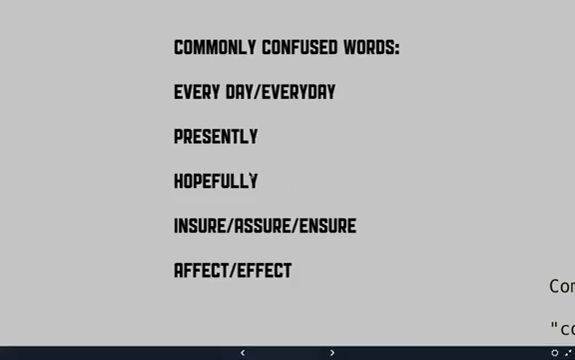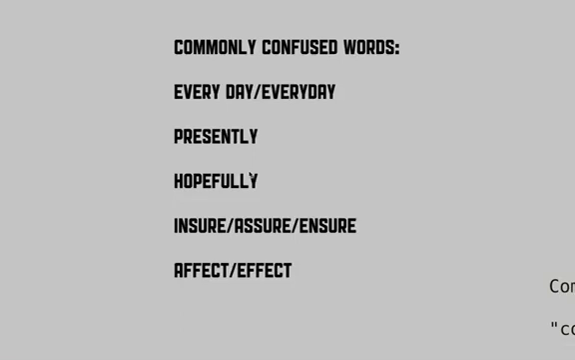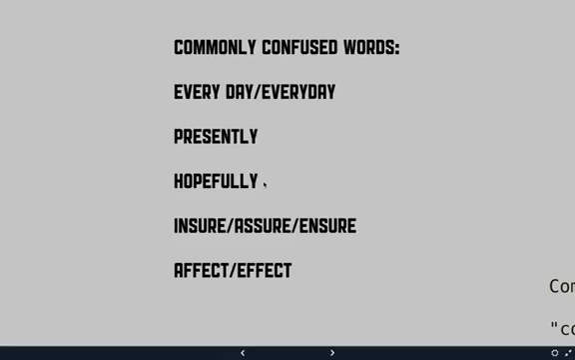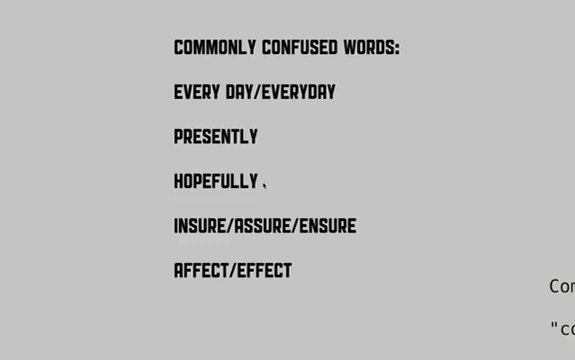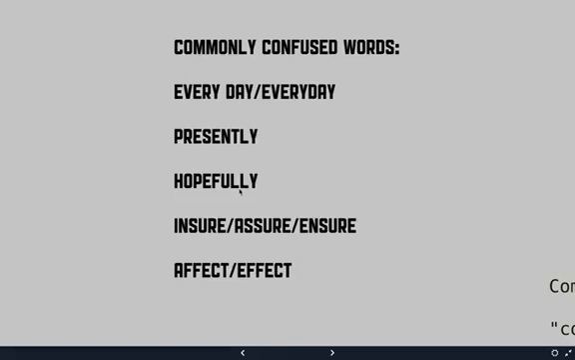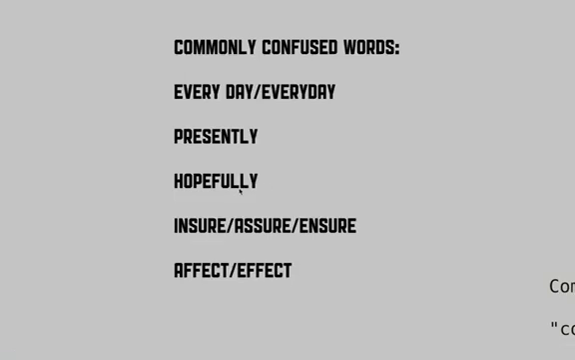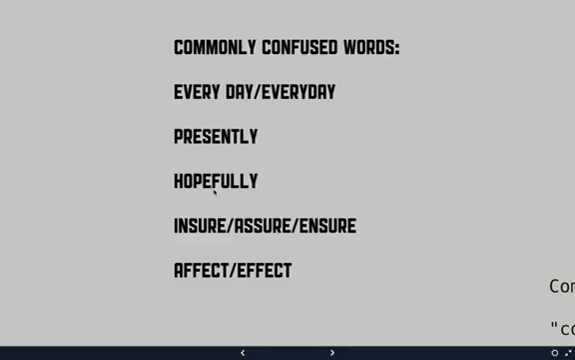Avoid hopefully as an all-purpose sentence modifier. Hopefully means, as an adverb, with hope. So the correct way to use hopefully would be something like he looked hopefully at the cake, desperately wanting a piece. Okay. Avoid constantly saying things like hopefully I will graduate on time or hopefully I will be the candidate you want. Avoid that in formal writing.